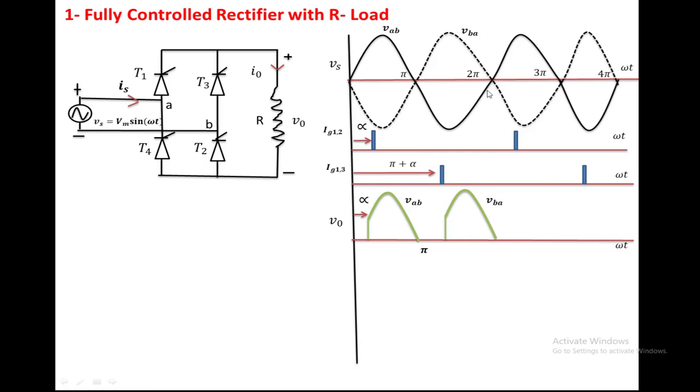Next, from 2 pi to 2 pi plus alpha, no device is conducting, so the output voltage becomes 0. Again at 2 pi plus alpha, we apply the triggering voltage to T1, T2, so it is on. The output voltage is VAB.